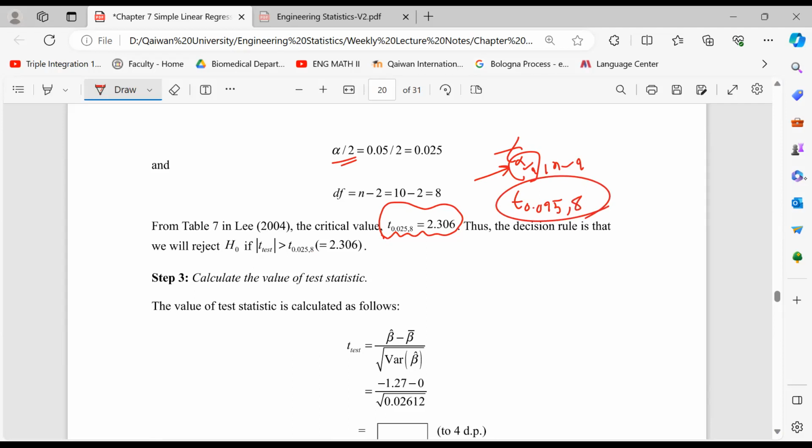We will reject H naught if this condition holds. If this condition holds, we reject H naught. If not, we fail to reject H naught.